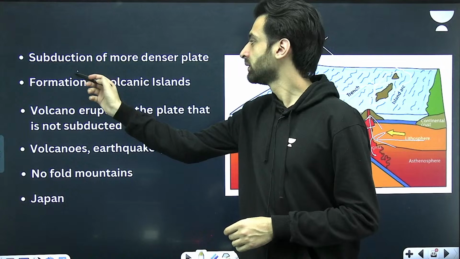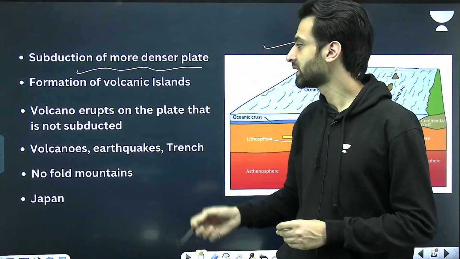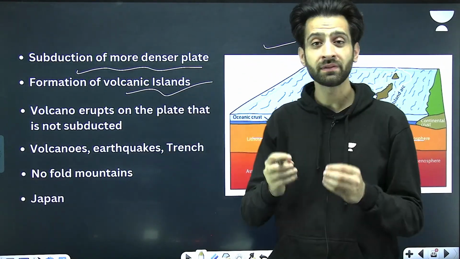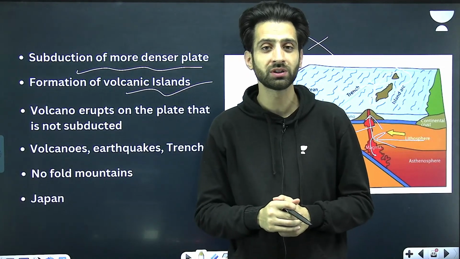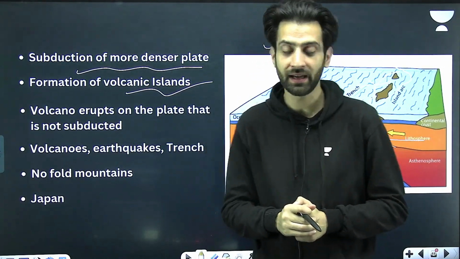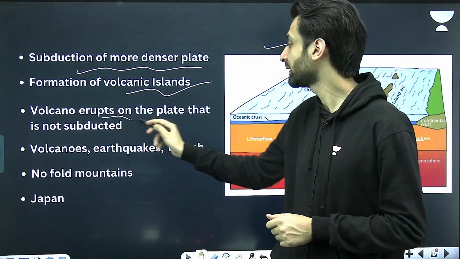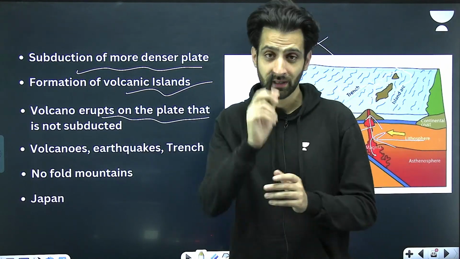Is it clear? Again, the same thing, subduction of the more dense plate, volcanic islands, you will find. What is the feature that is associated with the ocean convergence? It is the volcanic islands. Then you have volcano erupts on the plate that is not subducted. This is a very important point.